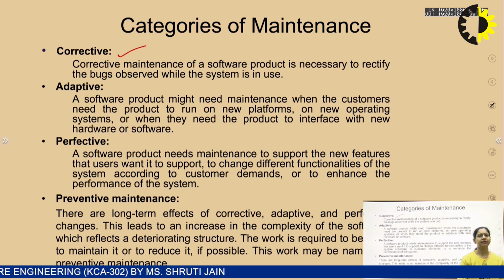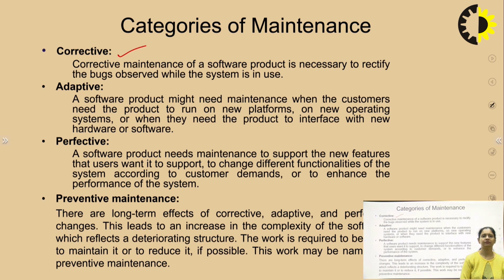the next type of maintenance that we have is adaptive maintenance. This is required when the customer needs the product to run on a new platform, on a new operating system, or when they need the product to interface with new hardware or software. So here they want their already existing software to adapt to new changes in the sense of the new environment, the new platform, the new operating system and all.